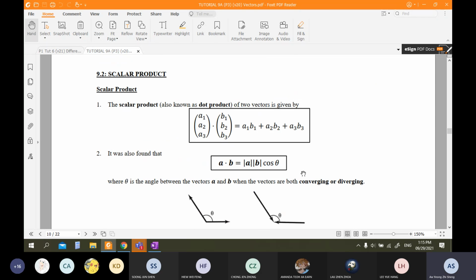Okay. Next, scalar product, section 9.2. So now we are entering the second half of chapter 9A. Still a long way to go in vectors because we still have chapter 9B and also FP1 vectors.